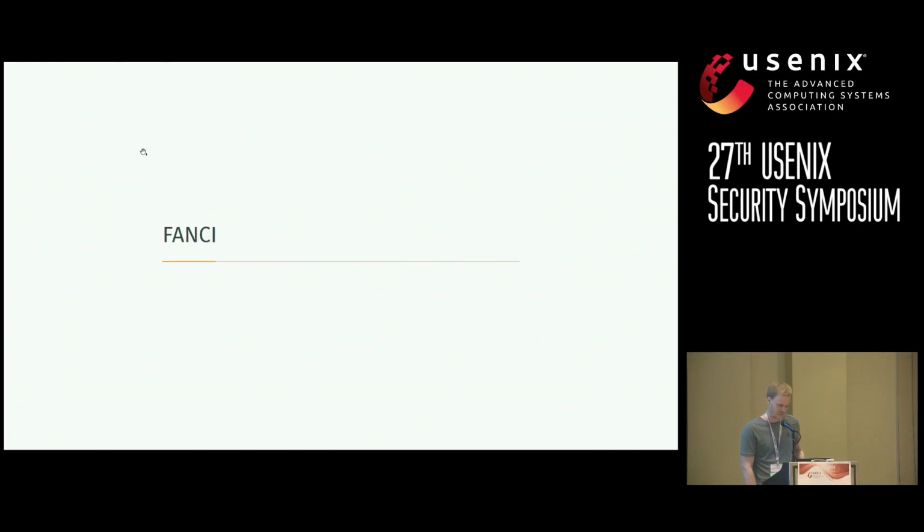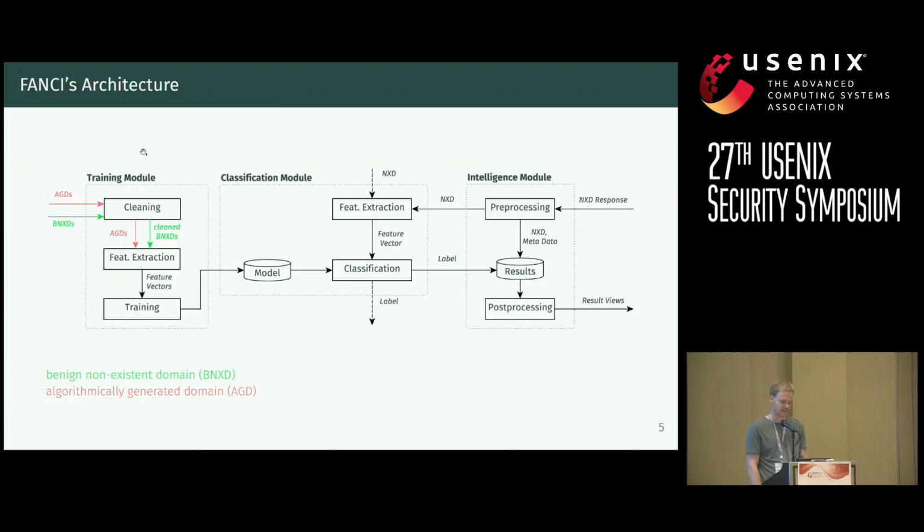Next, I give you a short overview of the system FANCI itself, starting with the architecture. FANCI consists mainly of three modules: the training module, the classification module, and the intelligence module. The training module takes labeled data as input, performs the training of a supervised machine learning classifier, and outputs a model, which is then used by the classification module to perform the actual classification of previously unlabeled NXDs.